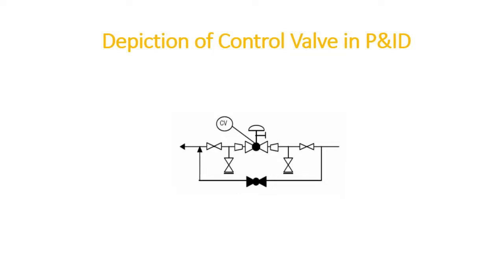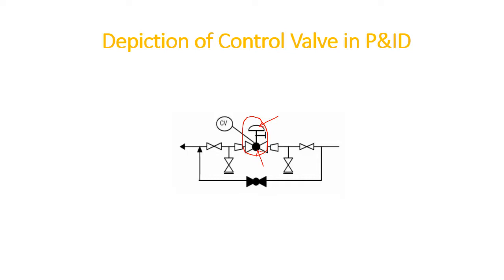Now, this is the way that a control valve is depicted in a P&ID. See here, this is the control valve. Basically, this is the actuator and this is the valve. There are various types of valve. In this case, a particular type of valve is being shown. What type of valve is it? We will learn in the next slide.